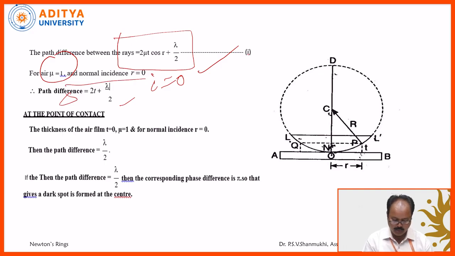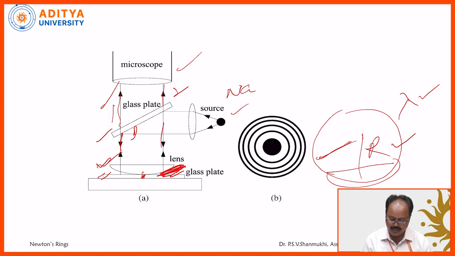Now, coming to the central spot, I am just giving the definition. These are the Newton's rings with the central dark spot. Why is the central spot dark? Why are the fringes circular? That also we have to analyze. Coming to the first one, why are the fringes circular? Actually, a fringe is a locus of all the points having the same phase. Here, the air film is circular around this contact point.